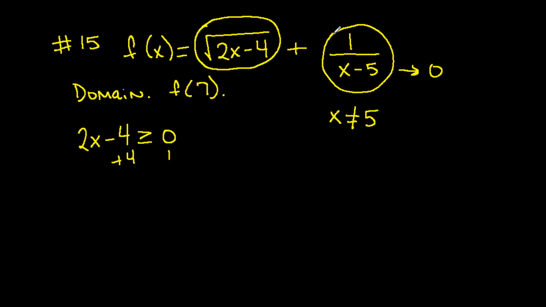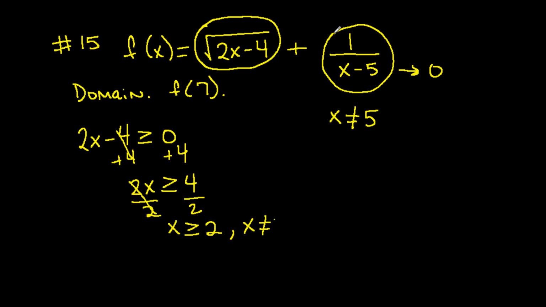Add 4 to both sides of the inequality. We get 2x is greater than or equal to 4, and dividing both sides by 2, we get x is greater than or equal to 2. So these are the two portions that we have. x is greater than or equal to 2, but it cannot equal 5.